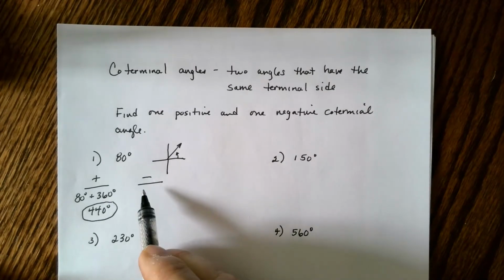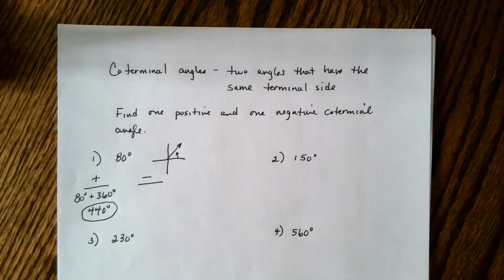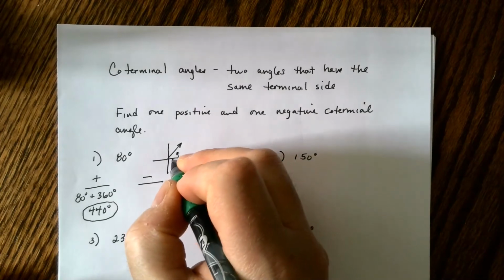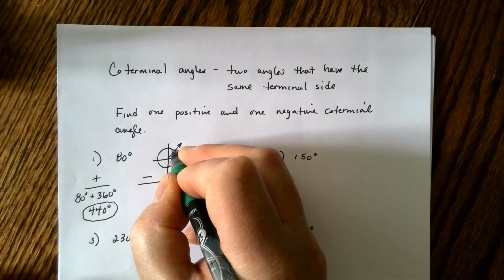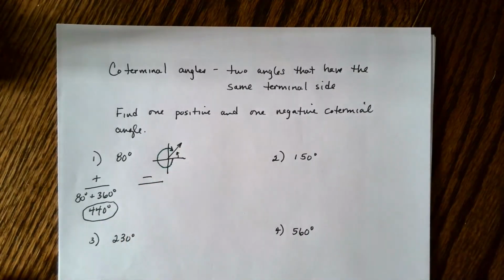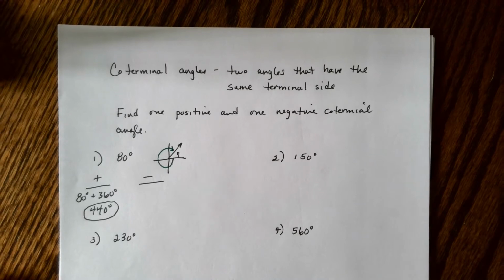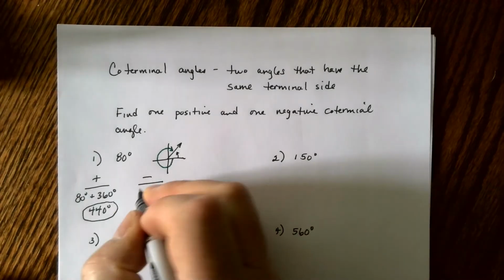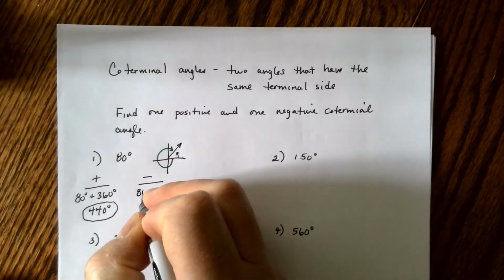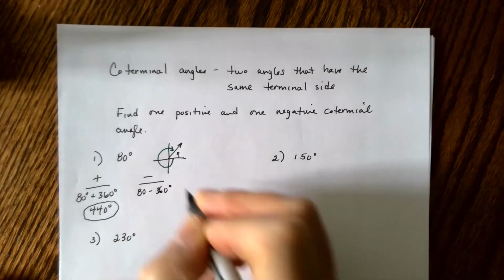A negative coterminal angle means I'm going to go the opposite direction. So I'm going to now come from the positive x-axis all the way around to my terminal side, which is in quadrant 1. And so my negative angle would be negative 280 degrees. So it's going to be 80 minus 360. So some of you are already starting to figure it out.